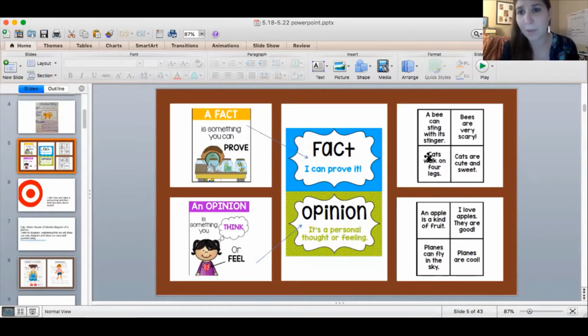Here's another example. Cats walk on 4 legs. That's a fact. Cats walk on 4 legs. But an opinion about cats is cats are cute and sweet. That sounds just like how somebody would think or feel about a cat, but it's not a fact. We cannot prove that cats are cute and sweet. So this is a big focus that we need to focus on this week, is only writing facts.